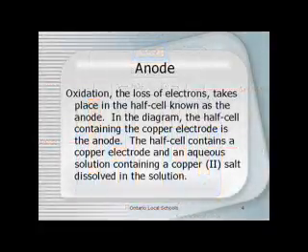The half cells in a galvanic cell or voltaic cell have names. One of the half cells is known as the anode, and oxidation, which is the loss of electrons, takes place in the half cell known as the anode. In the diagram that you wrote down from the previous slide, the half cell containing the copper electrode is the anode. The half cell contains a copper electrode, which is solid, and an aqueous solution containing copper 2 salt dissolved in the solution, copper 2 being the Cu2+ ion.